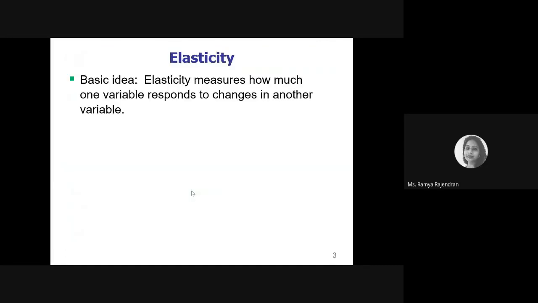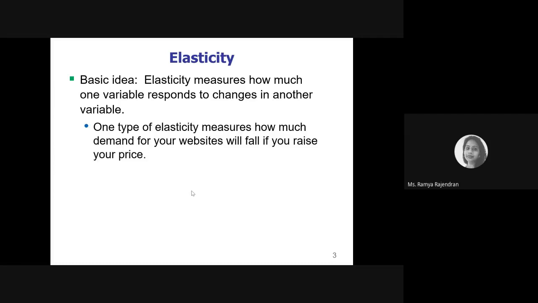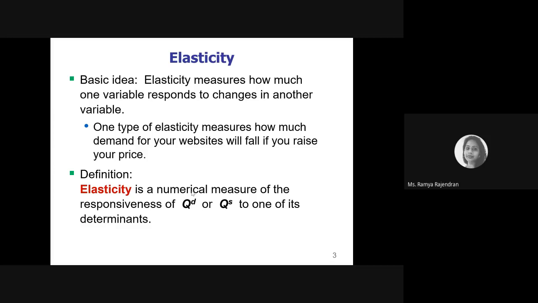Okay, so what is elasticity? It's nothing but how one variable responds when there's a change in the other variable. We always have quantity and price here, right? So what happens when quantity changes for price? What happens if the price changes in quantity? That is elasticity. We have an example of website designing, right? So if we're going to increase the price, is demand for the website going to fall or not? That's what we're going to discuss right now.